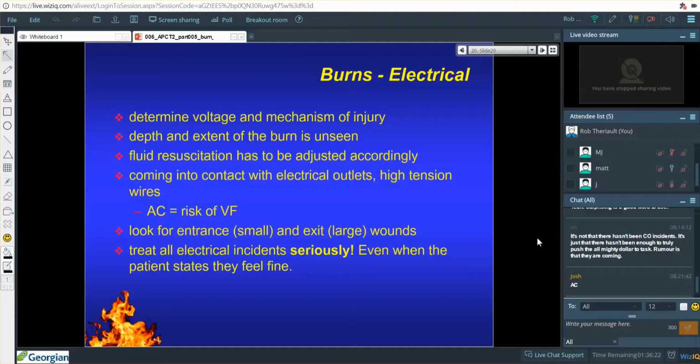Well, one of the things that happens with electricity is that it superheats the blood and the muscles. It follows the path of least resistance. It can cause heating of the blood and coagulation.